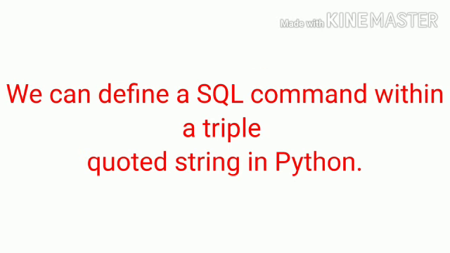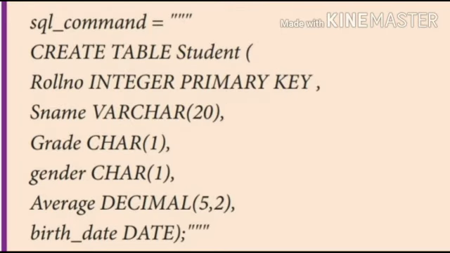And then how to define a SQL command? We can define a SQL command in Python using triple quotes. For example, sql_command is an object and then equals, within triple quotes we write the SQL command. For example, create table student.